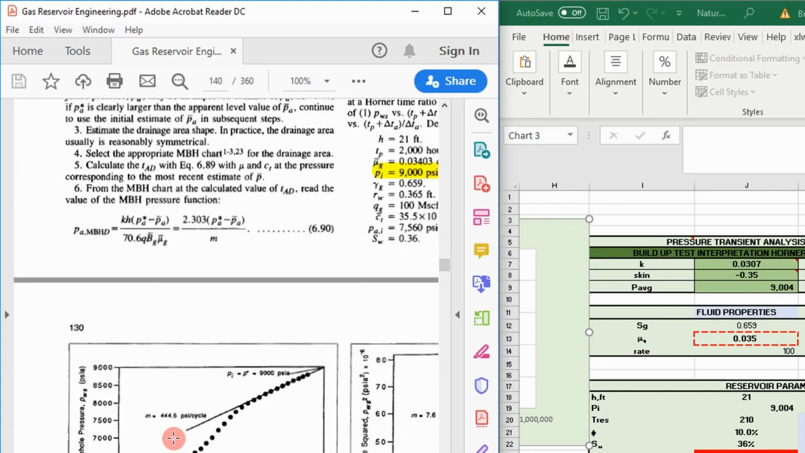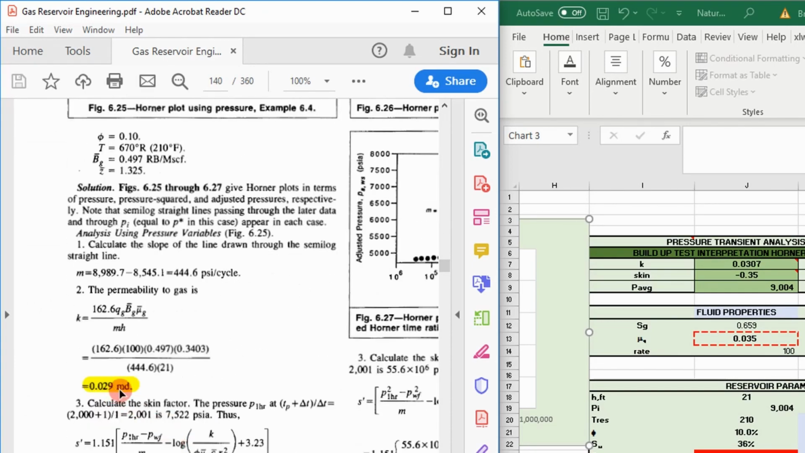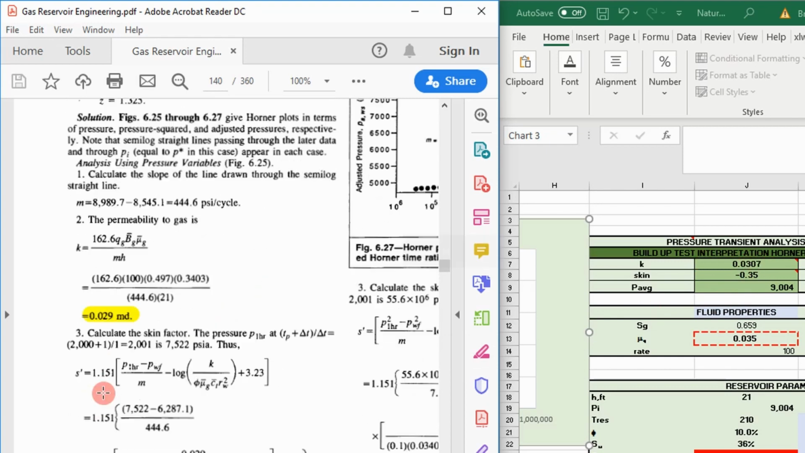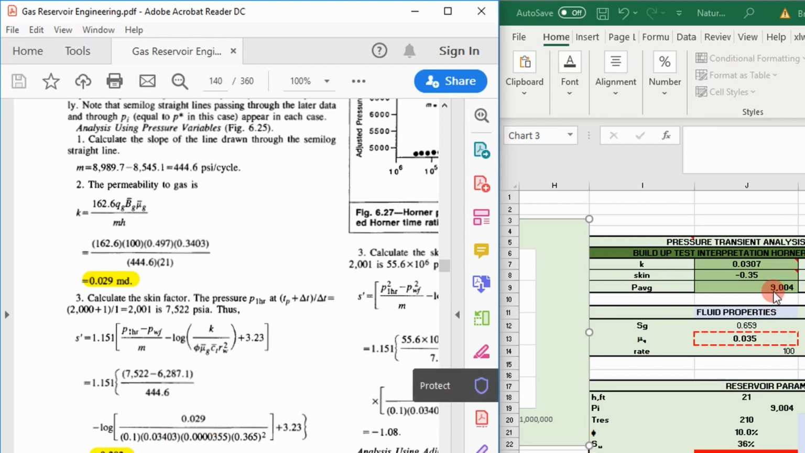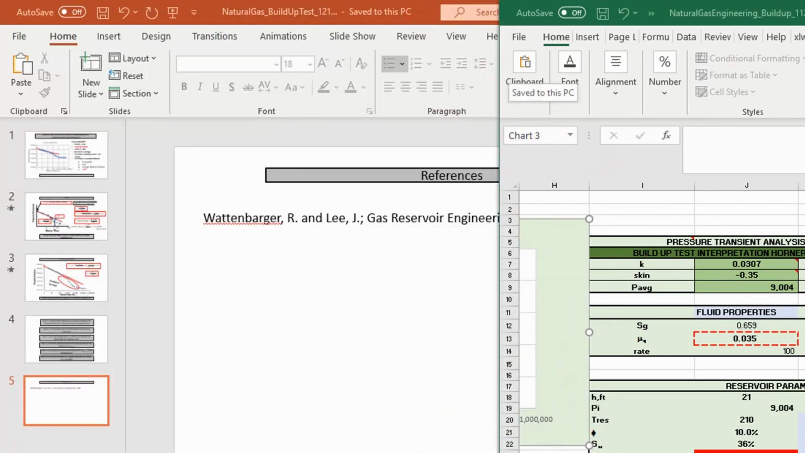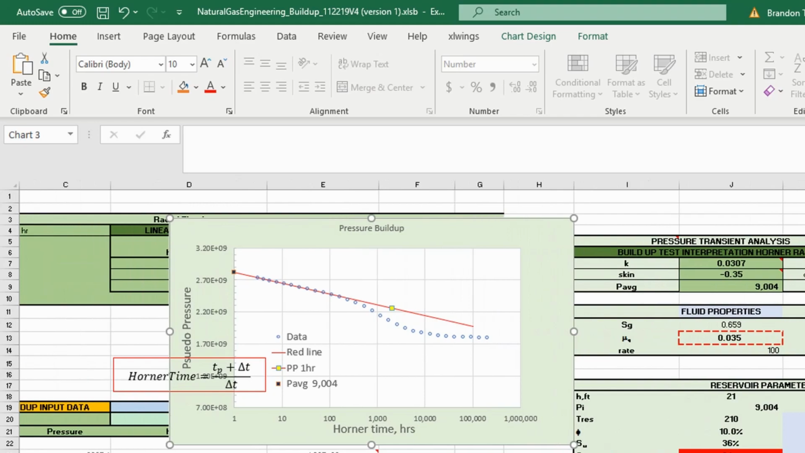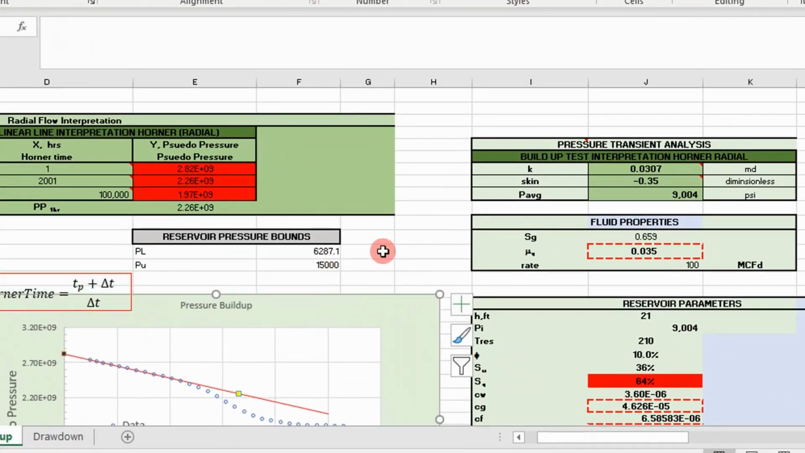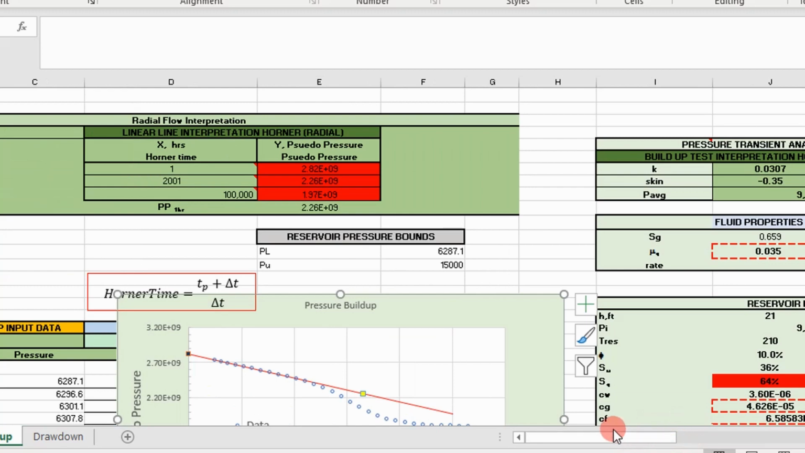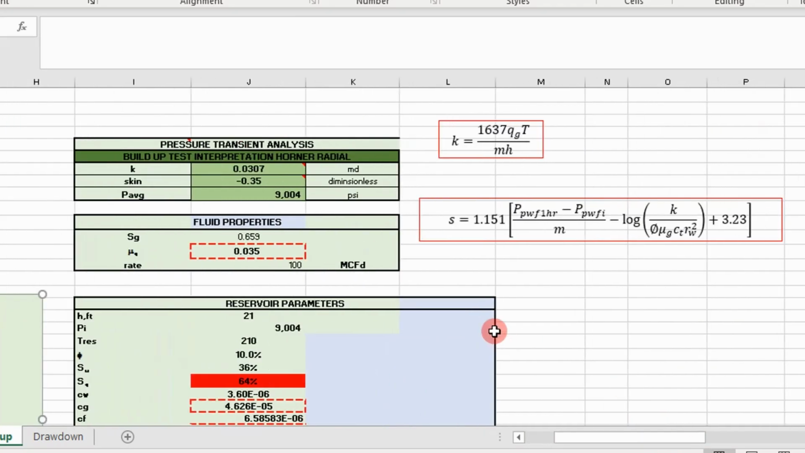Now let's compare permeability and skin. For perm, they got a permeability of 0.029. We got a perm of 0.0307. That's pretty dang close. And then for skin, they got -0.292. We got -0.35. So that is really close. So you can see we validated this approach from the book. So our model has been validated, and that is pretty cool because we can extend this to other wells. So if we go get data from another well, we know with confidence that we can apply this and get accurate results.